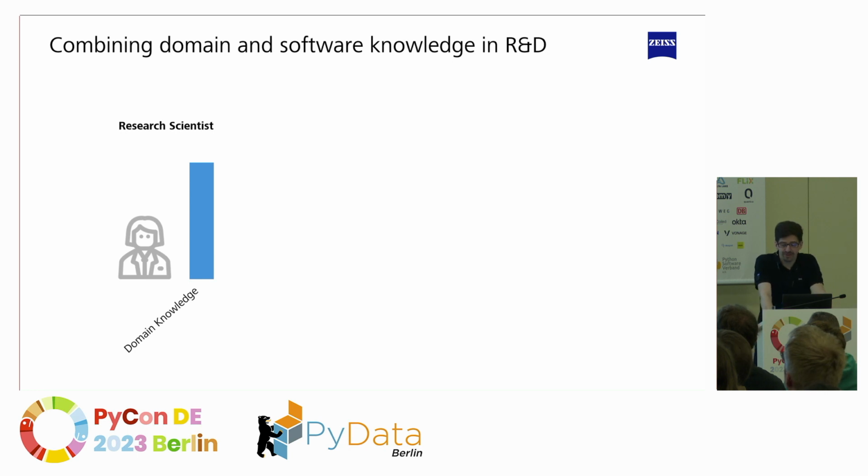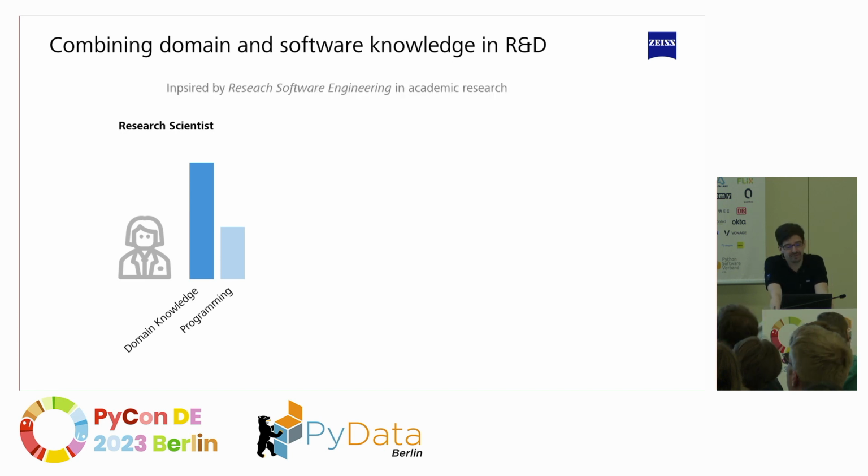And when you have a research scientist, they usually have a lot of domain knowledge and maybe have a bit of programming knowledge. They can solve their problem, but the code is probably not that elegant, not that fast, not that maintainable. If things get more complex, the code starts to become a big ball of mud. And this is something the scientific research community has also experienced. The idea I present here is actually inspired by the concept of research software engineering. In academia, they have exactly the same problem.